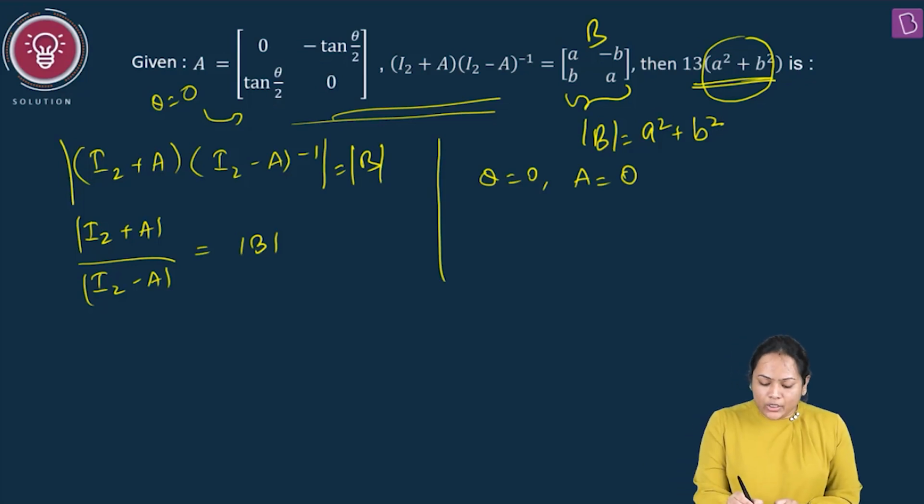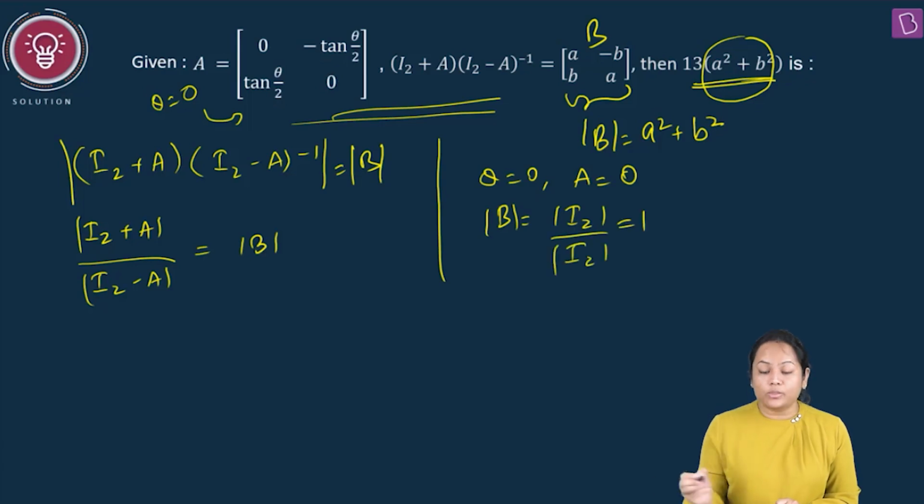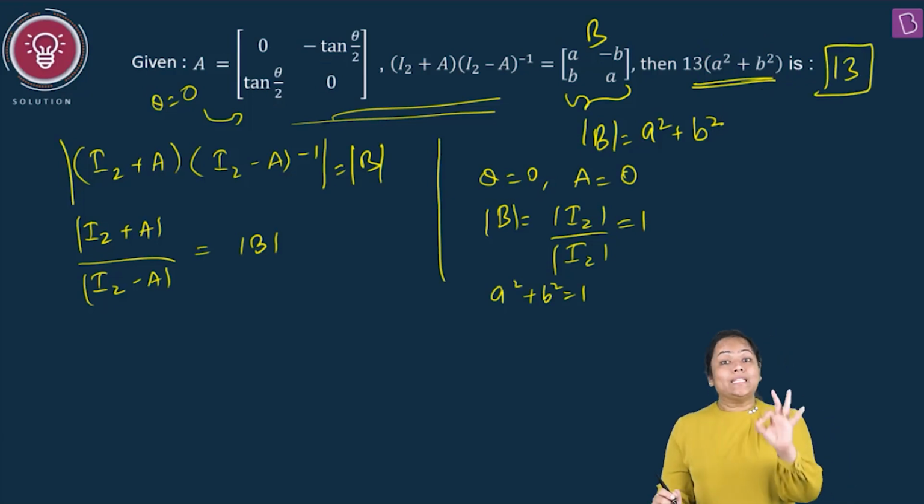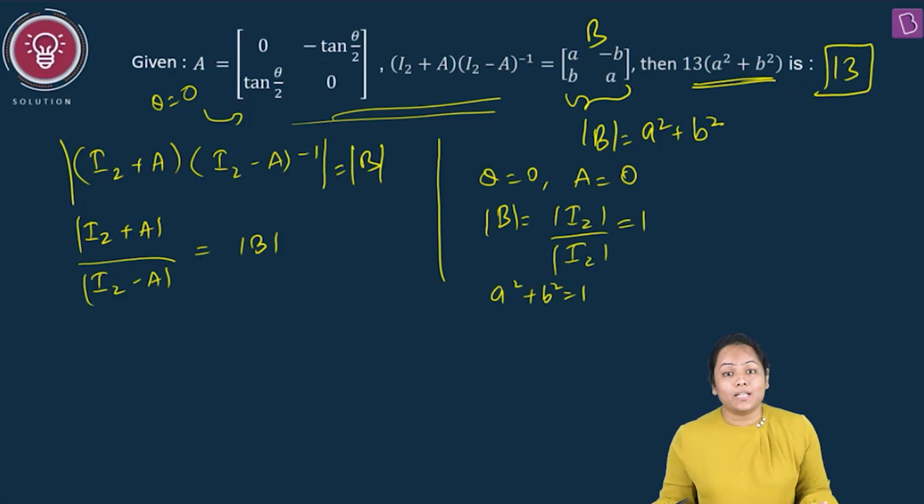In that case, you are left with determinant of B equal to determinant of I2 divided by determinant of I2, and that value is 1, right? That means A square plus B square will be equal to 1, and 13 times of A square plus B square will directly come out as equal to 13. So this is one way.